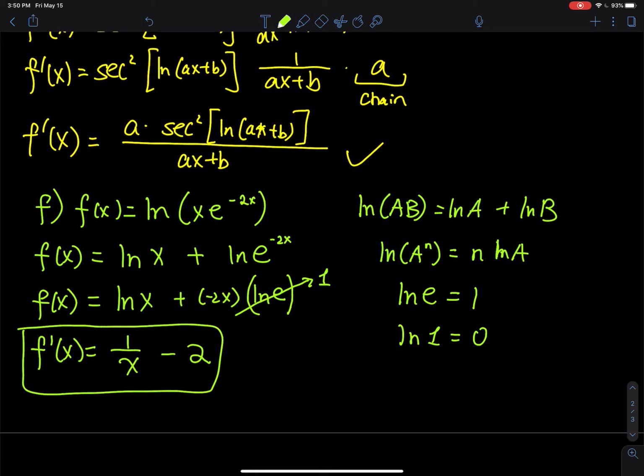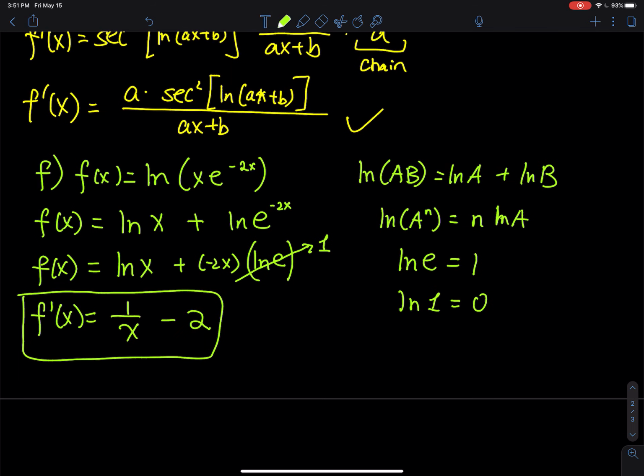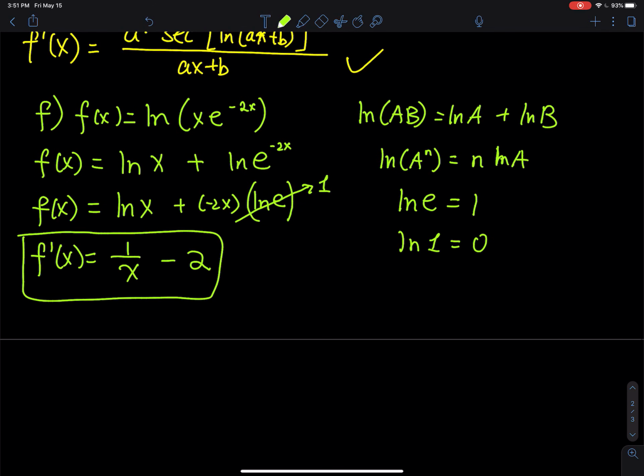We are going to simplify the function using the stuff we learned in the past, and then we can just take one quick action in the derivative to get straight to the final answer. So that is part F, and then moving on to part G. Part G has more steps to work on.